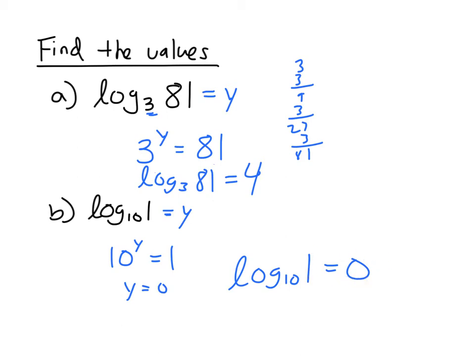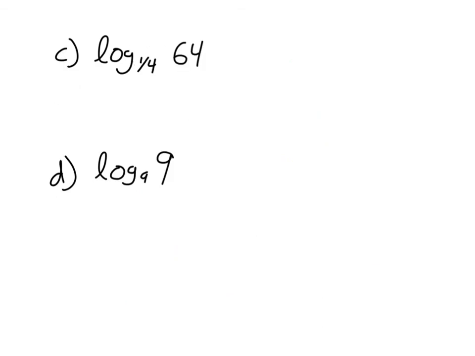Okay, let's do another example. Here we have log base 1/4 of 64. I'm going to set that equal to y. The base is 1/4, it's to the power y, and it equals 64. I'm going to flip it, so I'll have 4 to the negative y power equals 64. These are the same thing because 1/4 is the same as 4 to the negative 1, so 1/4 to the y would be 4 to the negative y.